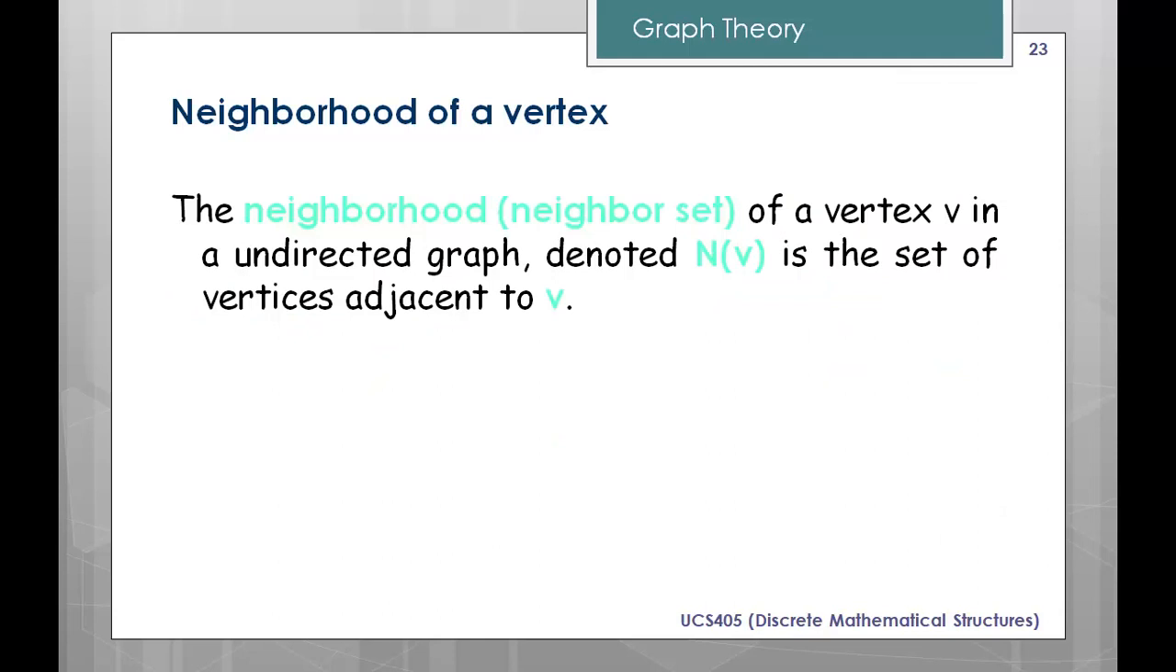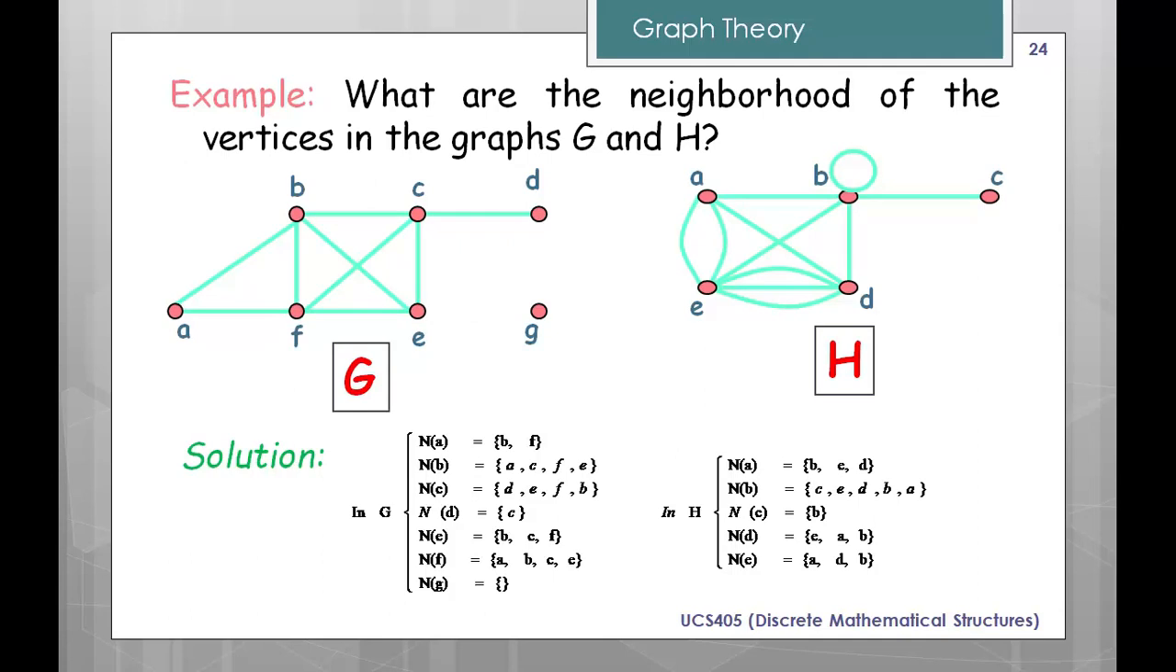Next is the neighborhood of a graph. The neighborhood, or neighbor set, of a vertex v in an undirected graph is denoted by N(v). It is the set of vertices adjacent to v. See the example here. The adjacent vertices of A are B and F, so the neighborhood of A is {B, F}. We write it in the form of a set. The neighborhood of B is {A, F, C, E}. You can write it in any sequence. The neighborhood of C is {B, F, E, D}. And the neighborhood of G is the empty set. In the same way we can calculate it for the other vertices.